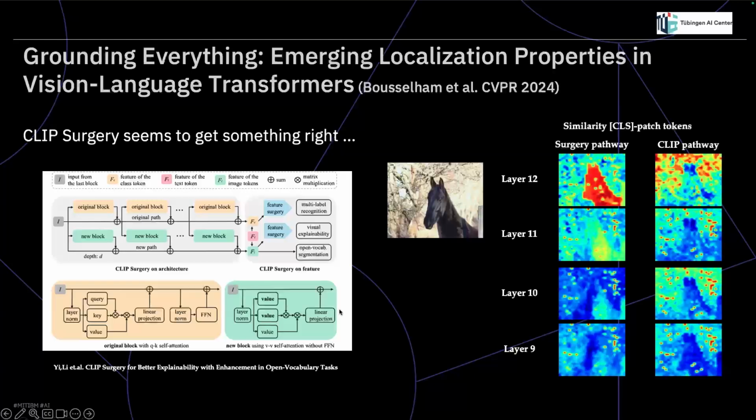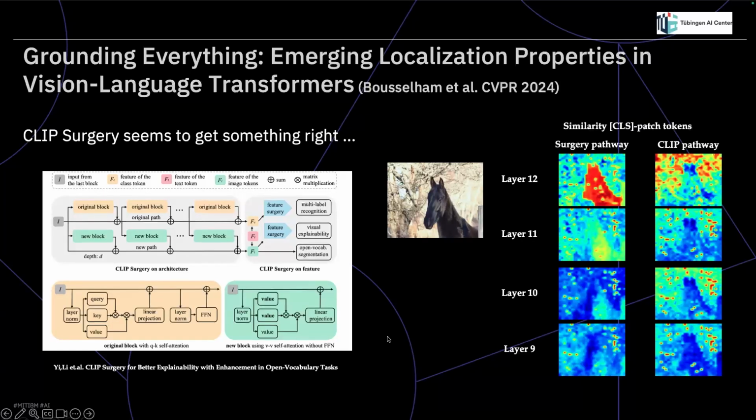And surprisingly, this worked super well, as you can see here, when you, for example, just prompt this with "photo of a horse". This is what you get in terms of token activation for the surgery pathway, and this is what you get for the CLIP pathway. The interesting part was that the paper didn't really provide an explanation why it worked. And therefore we were curious, and we looked at how this value attention influenced the token scores in general.